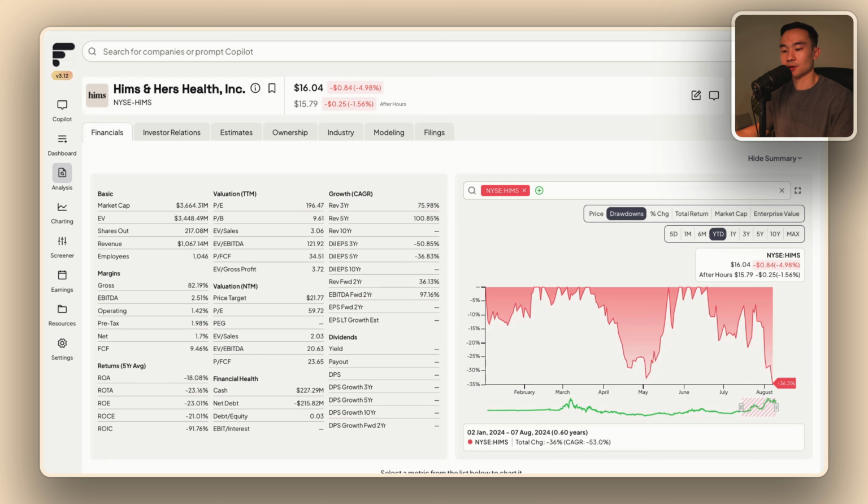So today, I'm gonna go through the company's Q2 results, why the stock is down, and what I'm doing with my HIMS position, considering that the stock is now down 36% from its recent highs.